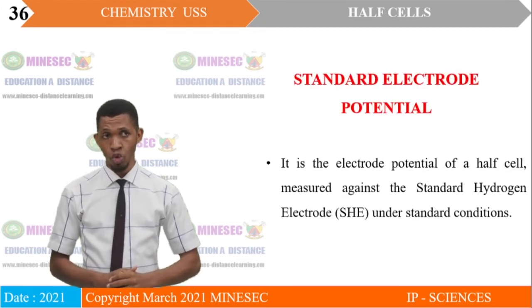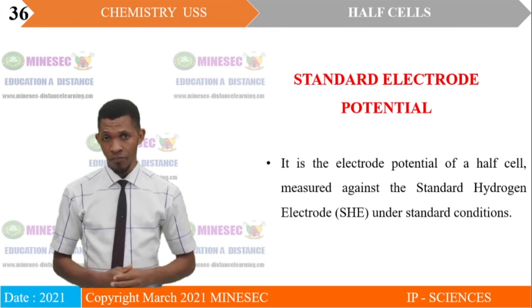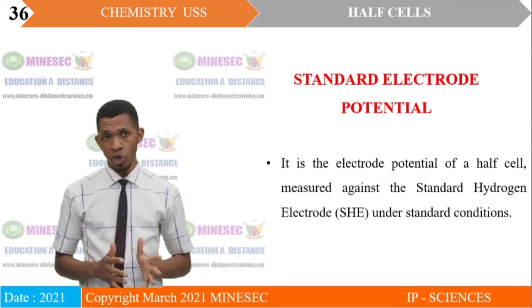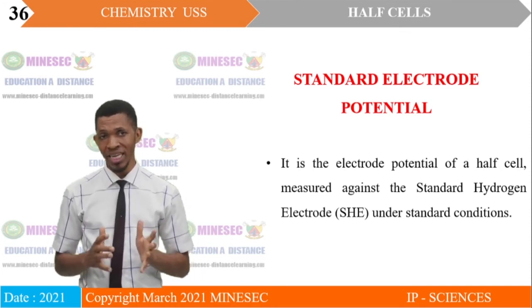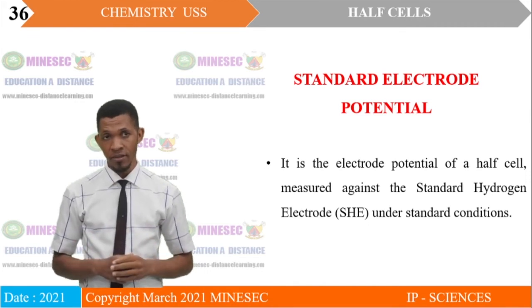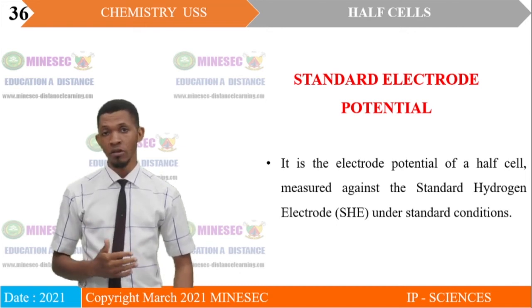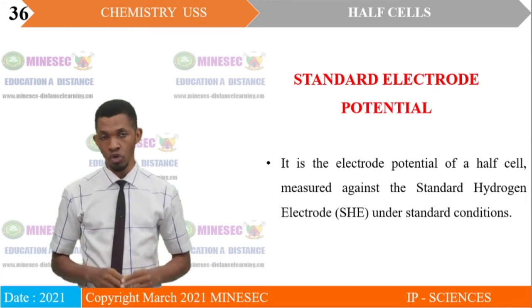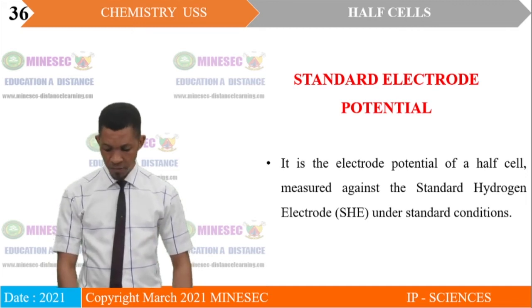Standard electrode potentials. Standard electrode potential is the electrode potential of a half cell measured against the standard hydrogen electrode under standard conditions. I repeat, standard electrode potential is the electrode potential of a half cell measured against the standard hydrogen electrode under standard conditions.